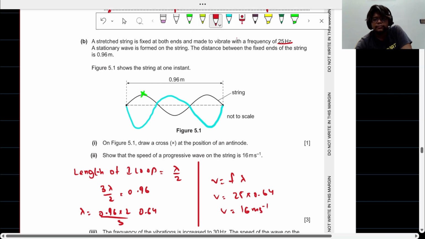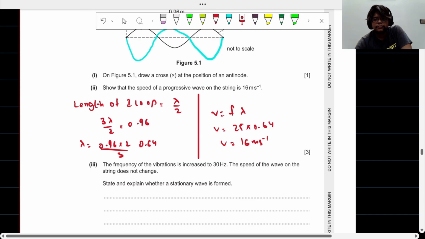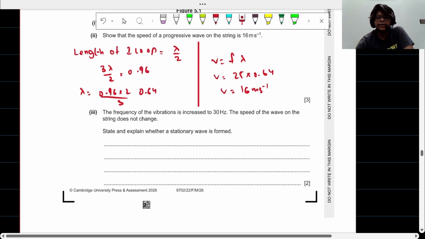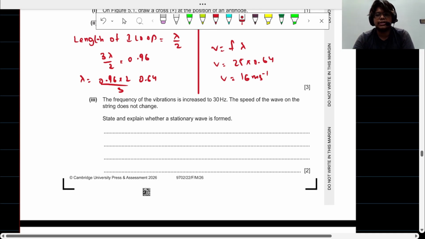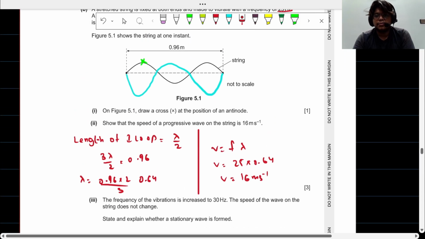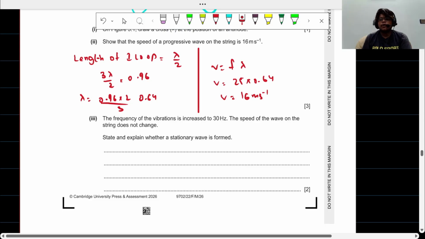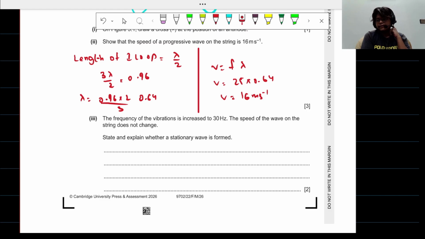All right. And then it says the frequency of the vibrations is increased to 30 hertz. The speed of the wave on the string does not change. State and explain whether a stationary wave is formed. Now remember, a stationary wave is always formed at particular frequencies, which are called harmonics, right? The smallest frequency at which a stationary wave is formed is called the first harmonic. And then after that we have the second harmonic, and then the third harmonic and fourth harmonic, just like that.